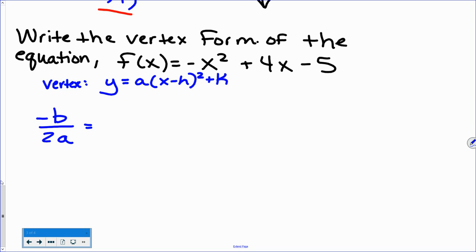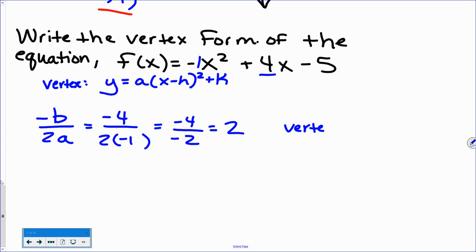All right, my b is 4. It is a positive 4, so I will use a negative 4 since it's negative b over 2a. My a would be a negative 1. So I'm taking negative 4 divided by negative 2, which is a positive 2. Remember, that is my x coordinate of my vertex. I will need to plug that 2 in to come up with my y coordinate.